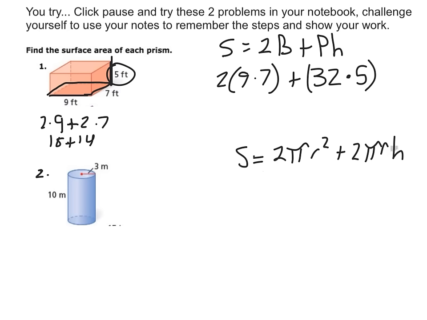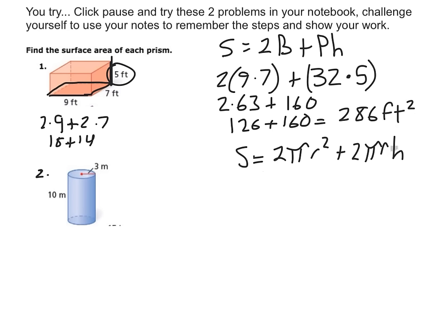So it's 2 times 9 times 7. 9 times 7 is 63, times 2, plus 32 times 5, which is 150 plus 10, 160. 2 times 63 is 120 plus 6. So it's 126 plus 160, which is going to be 286 square feet. So number one, the total surface area of this prism is 286 square feet.